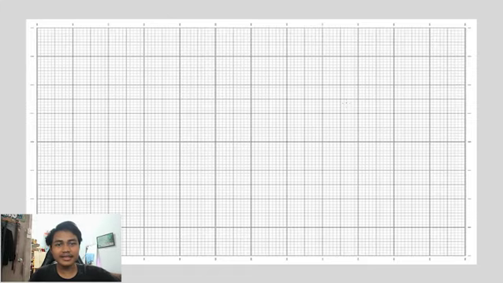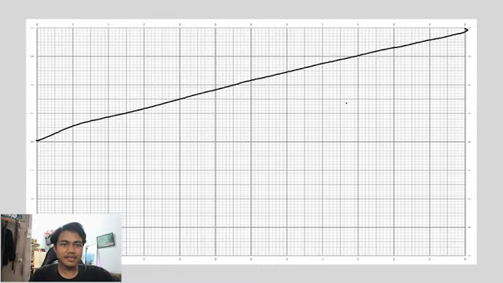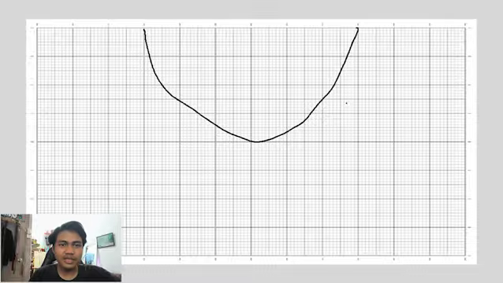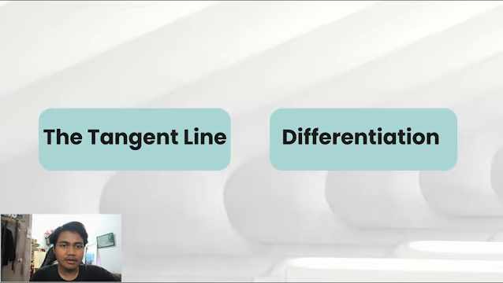So to start, think about a straight line on a graph. Finding its slope is easy, it's constant and never changes. But what happens when a line bends into a curve? A curve doesn't have just one slope, its steepness changes at every single point. So how do mathematicians figure out how fast something is changing at one exact split second on a curve? They use two of the most famous concepts in calculus, called the tangent line and differentiation.